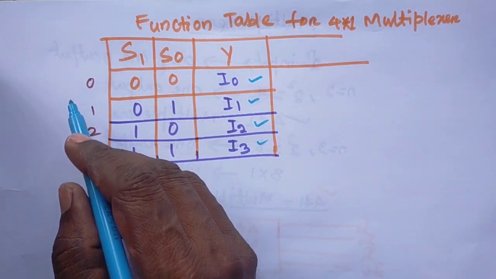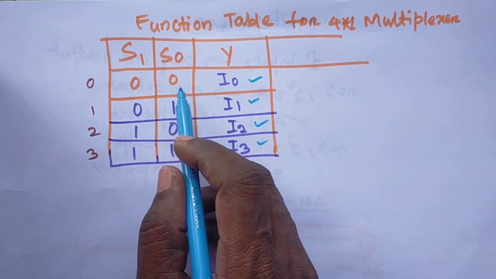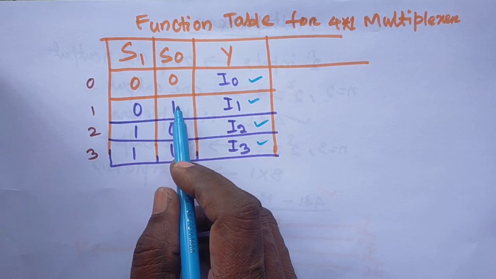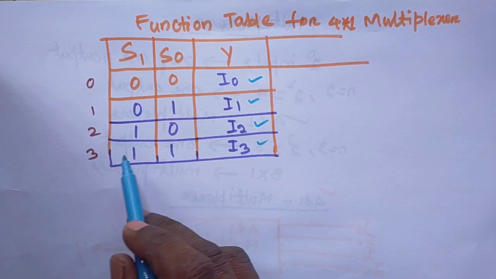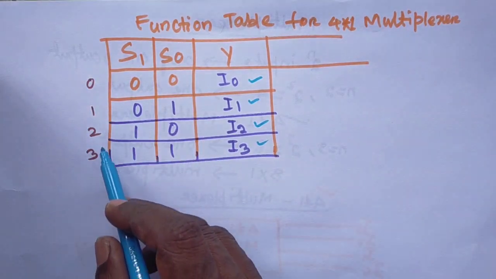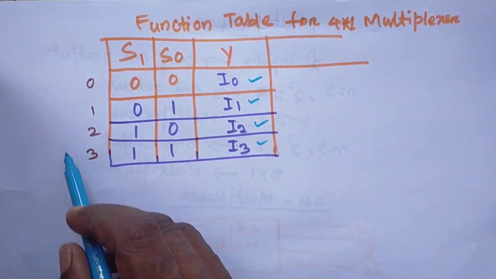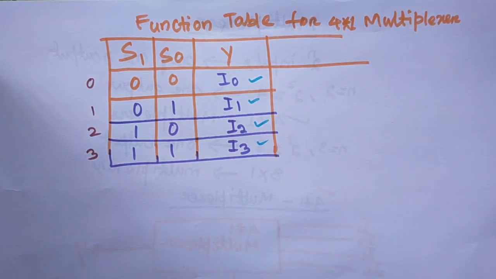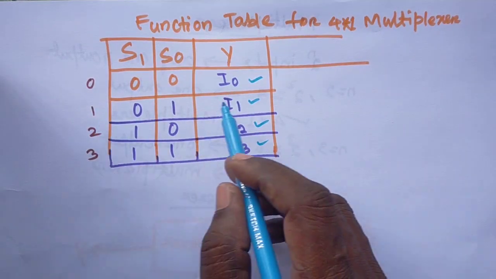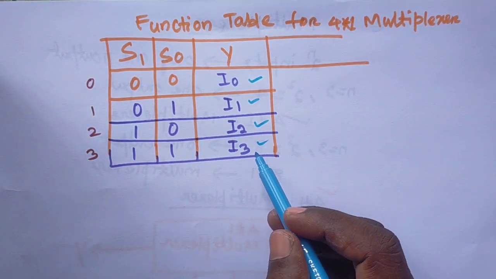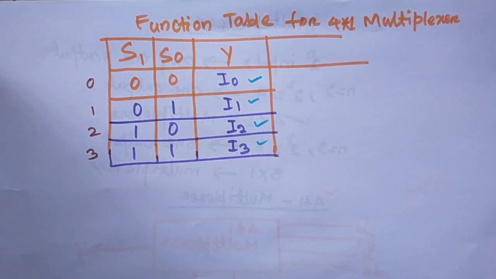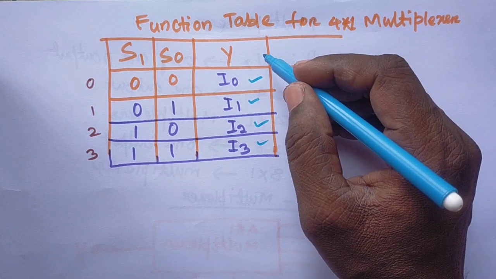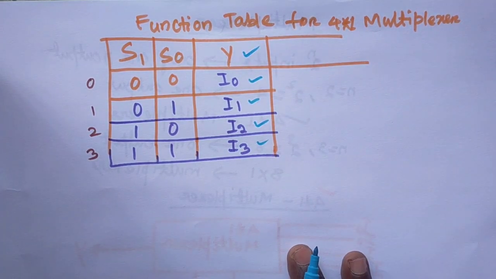Okay, this is the decimal number. The decimal number is also defined through this binary form: 0 0 is 0, 0 1 is 1, 1 0 is 2, 1 1 is 3. So this binary form creates a decimal number like this. That decimal number is also considered for this output based on this input: 0 is I0, 1 is I1, 2 is I2, 3 is I3. In this way we get this kind of input data which provides the output for Y. This is the basic concept whenever you go through the function table for a 4-1 multiplexer.